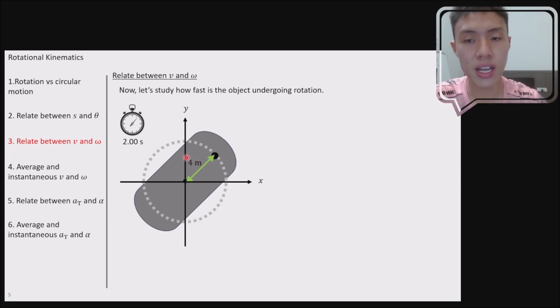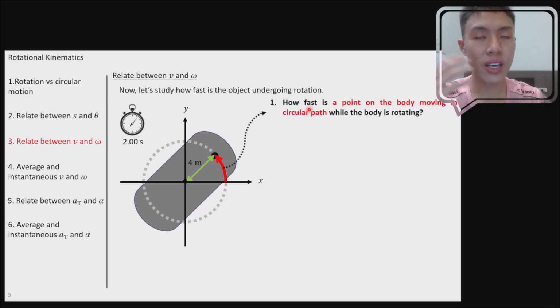So this here represents r, the distance from the axis of rotation. Again, our point on the rigid body, the point that we're interested in, has already covered a distance over here. Now we can study two different quantities. First, we can study how fast a point on the body is moving in a circular path while the body is rotating. Yes, the body is rotating, but I'm interested in this particular black sticker over here. How fast does it travel this distance? That will be the first quantity that we can determine.